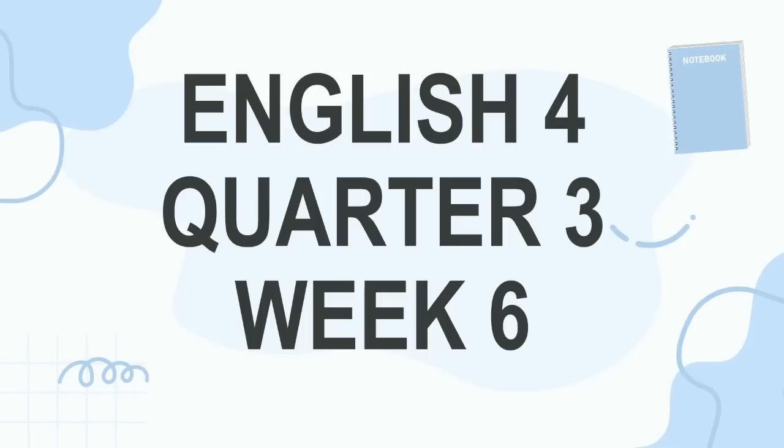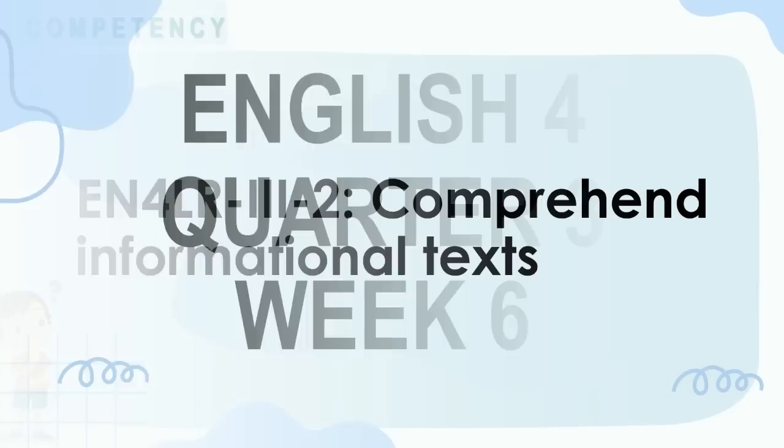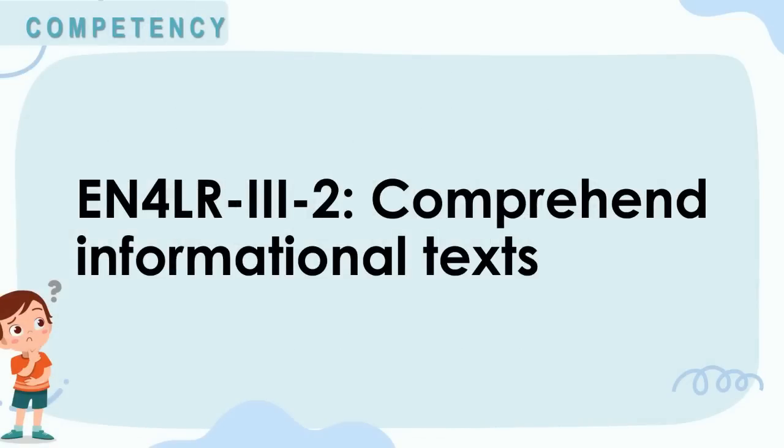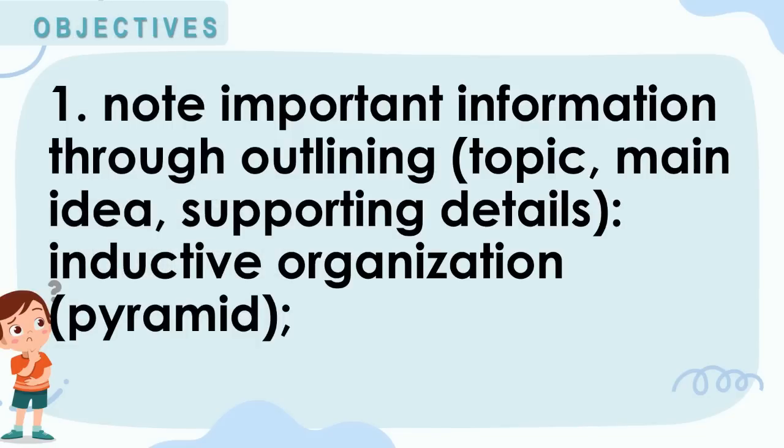English 4, Quarter 3, Week 6, Matatag Curriculum. For the competency, comprehend informational text. Objectives: note important information through outlining. Topic, main idea, supporting details, inductive organization or pyramid.